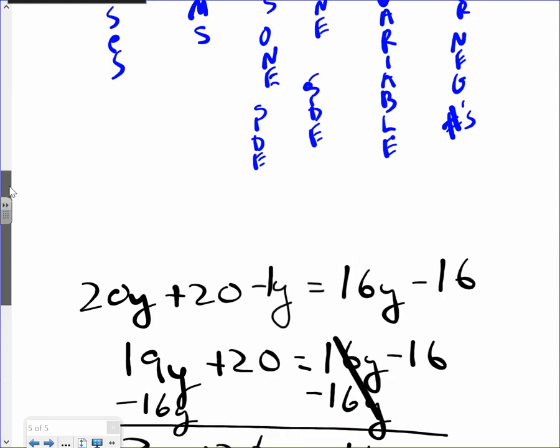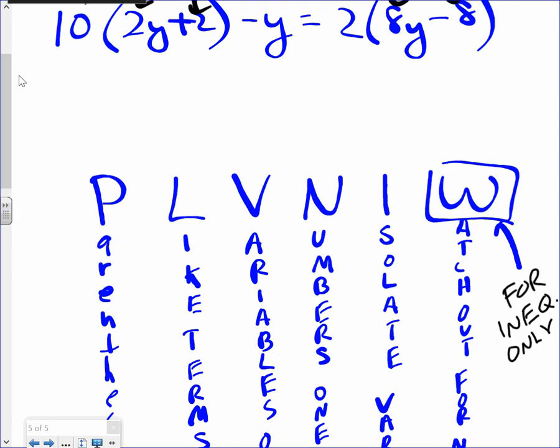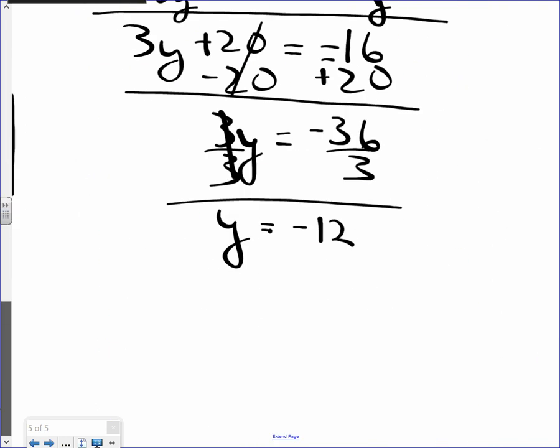Right. I don't have to worry about the ice water. I don't have to worry about the W because this was not an inequality. The W is only for inequalities, which I'll get into right now. But we're done. Y is negative 12. Please leave veggies near ice water. Let's try number 2.